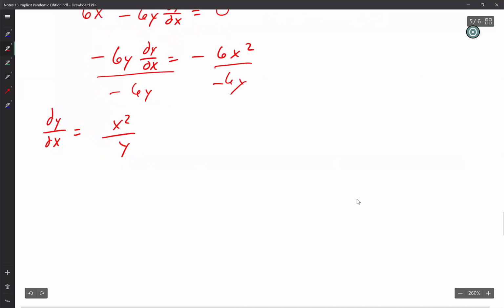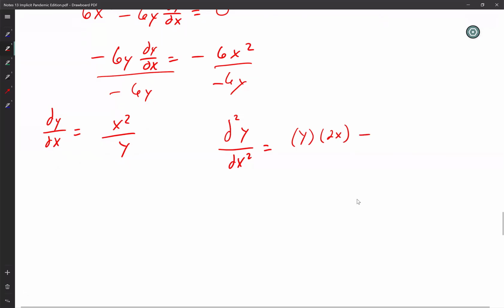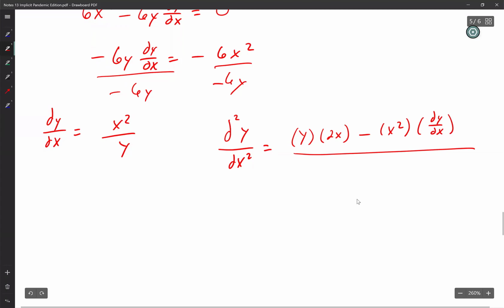Quotient. Here we go. The second derivative with respect to x equals, because that's what the derivative of dy dx is, second derivative, bottom, y, times derivative of the top, 2x, low d high, minus high d low, x squared, times derivative of the bottom, dy dx. All over, bottom squared, low, low. Low d high minus high d low. Are we still okay, guys?